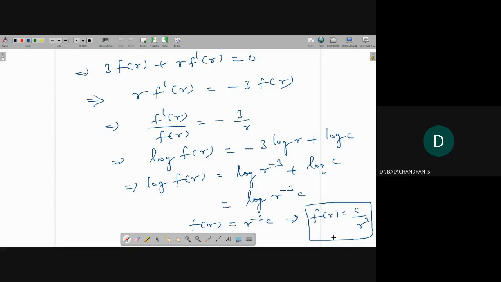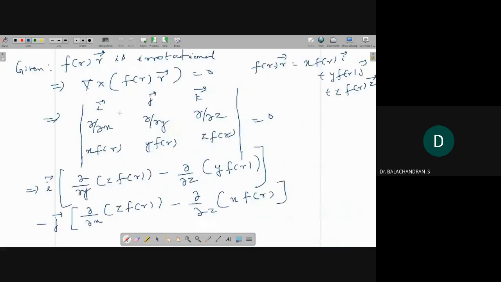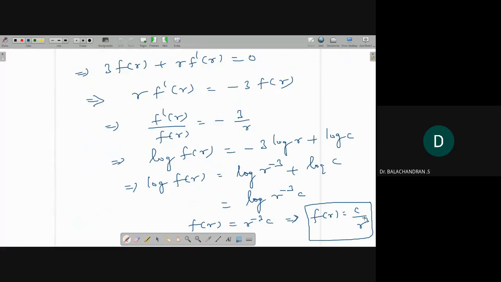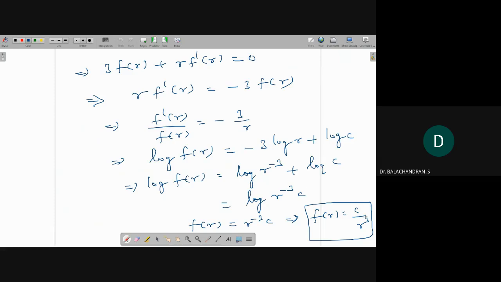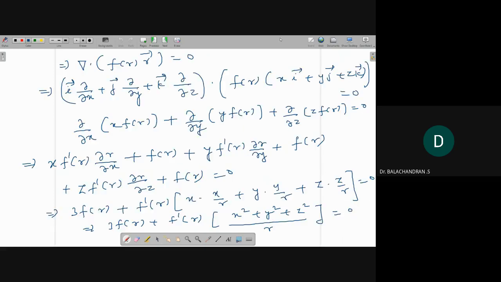Okay, the first part is easy. For the second part also, I will tell one more method. Instead of doing this, directly once you got f of r equal to c by r cube, instead of assuming f of r into r vector is irrotational, I am going to prove it, where f of r is c by r cube.